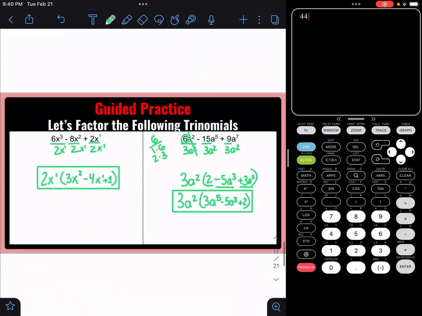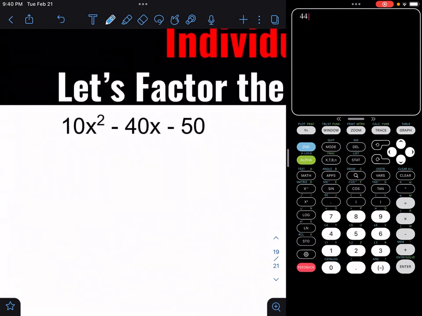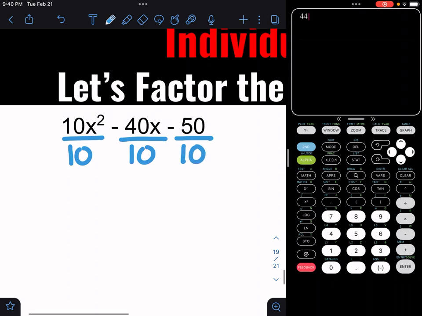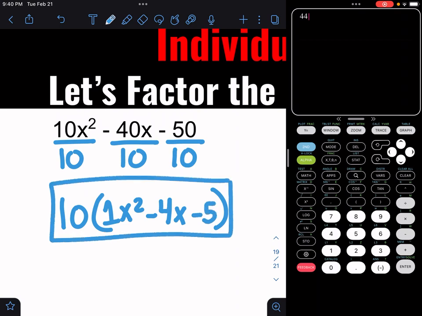Alright, now I want you guys to try the next two. Actually pause the video and try these. So what is the GCF of 10, 40, and 50? It would be 10. We wouldn't have an x because all things don't have an x here. 10 divided by 10 is 1. Then we bring down the x squared. Negative 40 divided by 10 is negative 4. Bring down the x. Negative 50 divided by 10 is negative 5. That is all.